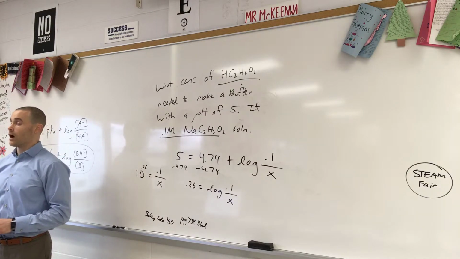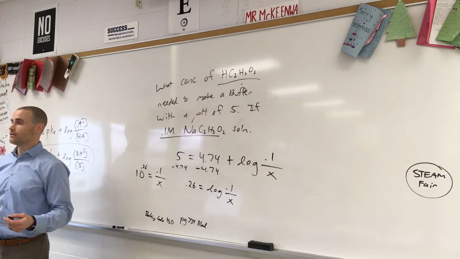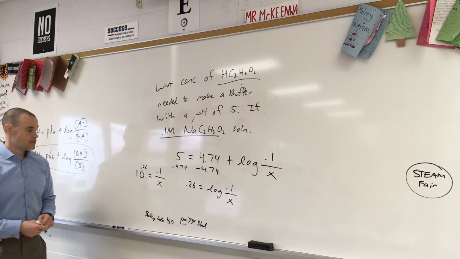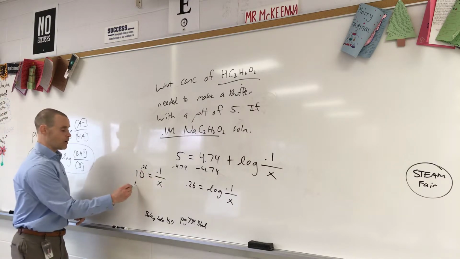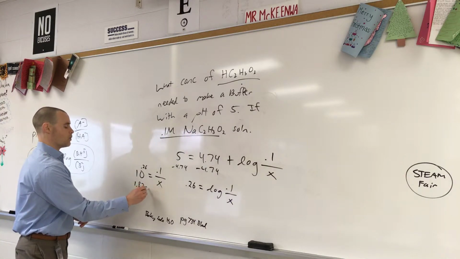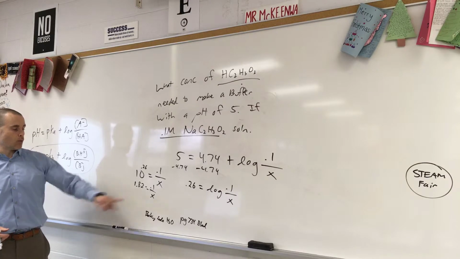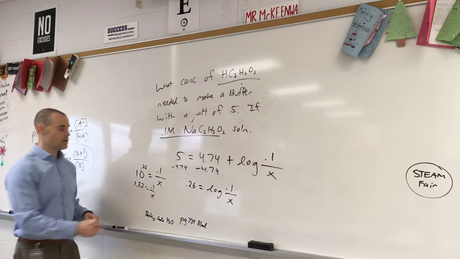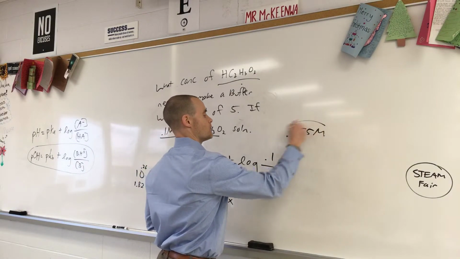On your calculator, you can just hit second log, 0.26. Same thing. So when you do 10 raised to the 0.26, that's 1.82 equals 0.1 over x. Cross multiply, it's going to be 0.1 divided by 1.82. So x equals 0.055 moles per liter.